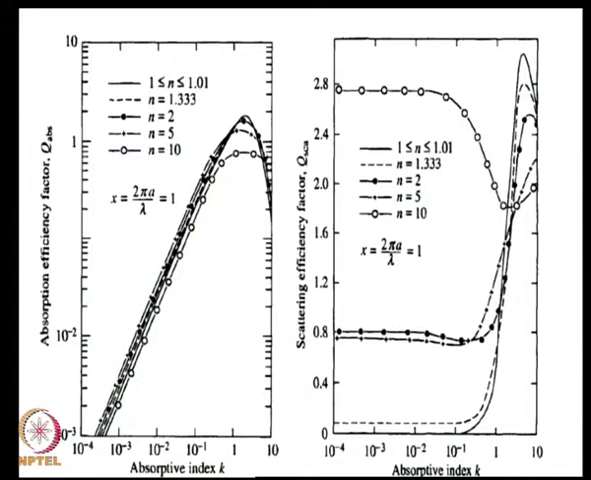And again notice that when n is very large, the scattering efficiency factor can exceed 2. Now, this does surprise many students, because they cannot imagine how a particle with a cross section of pi r squared can have a scattering cross section which is larger than pi r squared. But you should remember that scattering involves reflection, refraction and diffraction, and it is diffraction which ultimately causes the scattering efficiency to be about 2 in such situations.